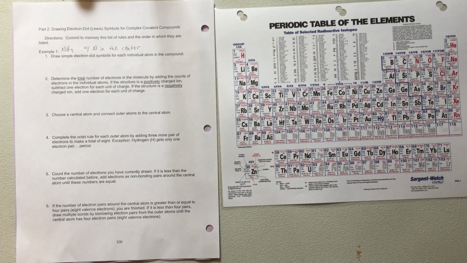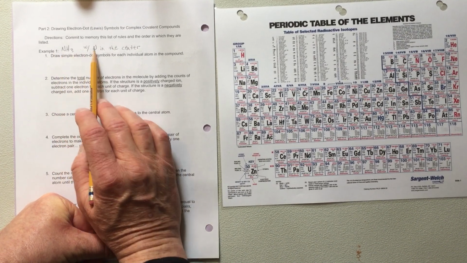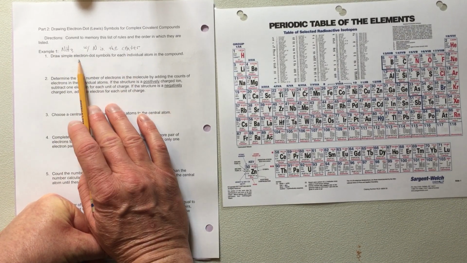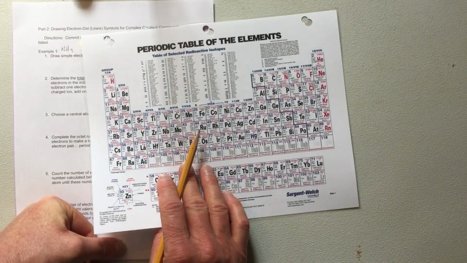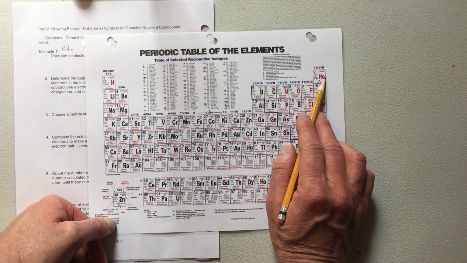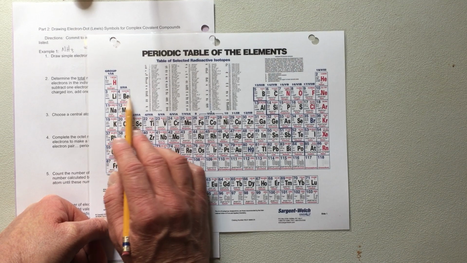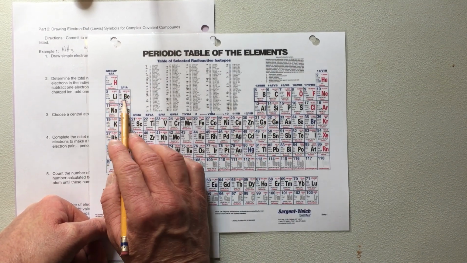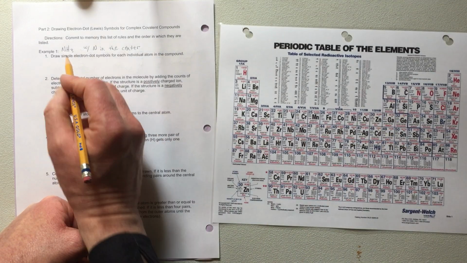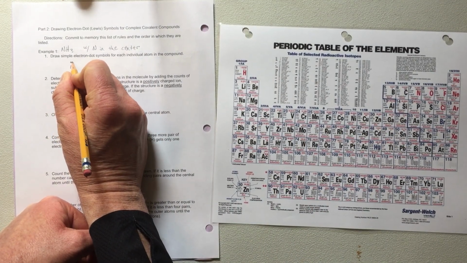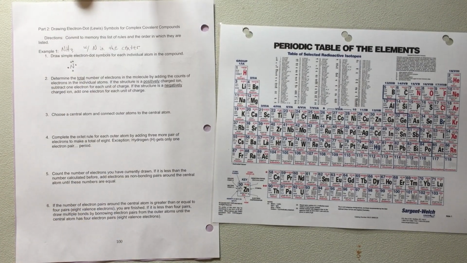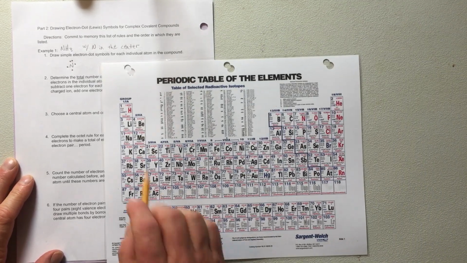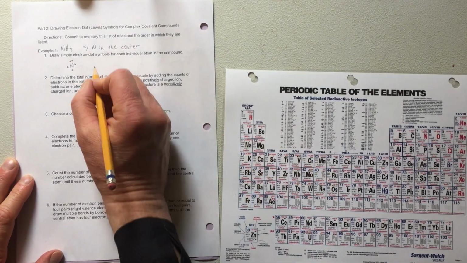So example 1, here this is ammonia, NH3, and I'm just telling you that nitrogen is in the center. So draw simple electron dot symbols for each individual atom. So I need to look at my periodic table. Nitrogen is here, helium, and then 2s2, 2p3 for a total of 5 dots. So nitrogen with 5 dots. Doesn't really matter what side you put them on. I just prefer to put it that way. And then hydrogen just has 1 electron clearly, so just 1 dot.